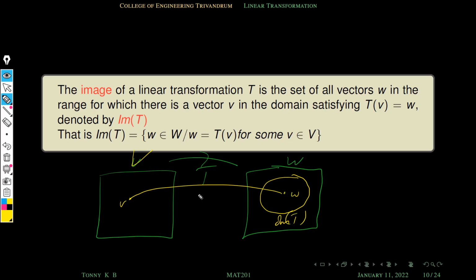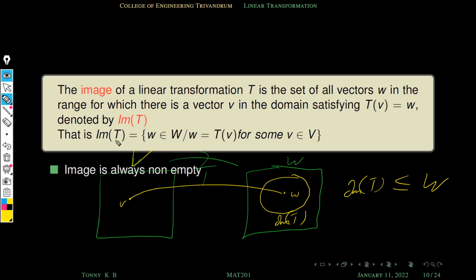Or you can visualize the image of T as the set of all possible images of elements in V. That collection is called the image of T. It is clear that the image of T is always a subset of W. Clear? And also one more property: the image of T is always non-empty. Why? Because the image of T contains the zero vector. Why? This zero has a pre-image in capital V, which is zero.